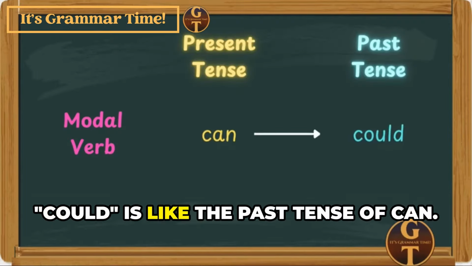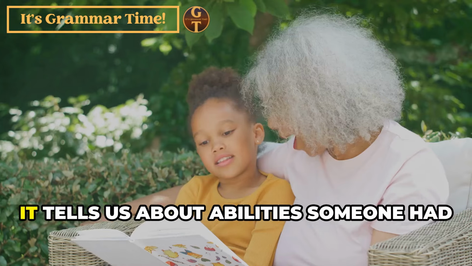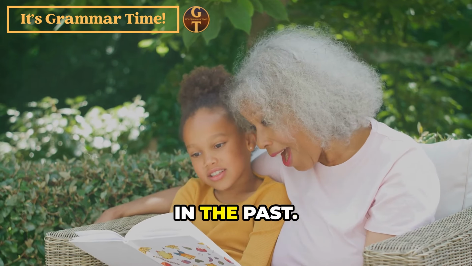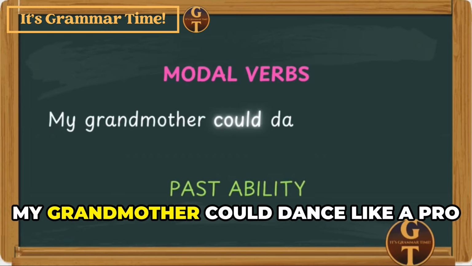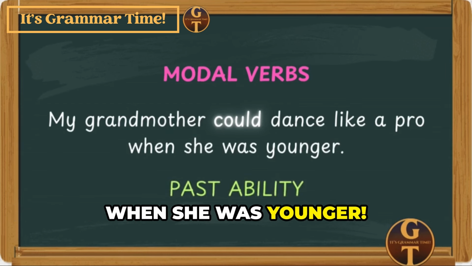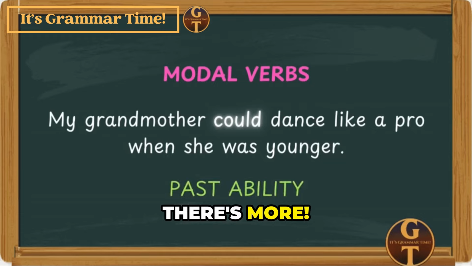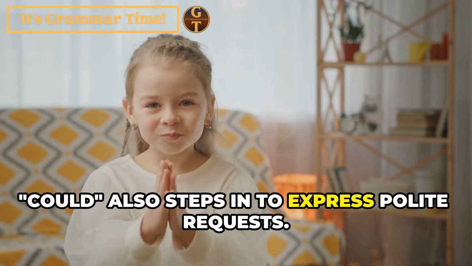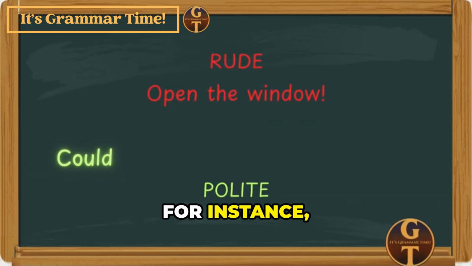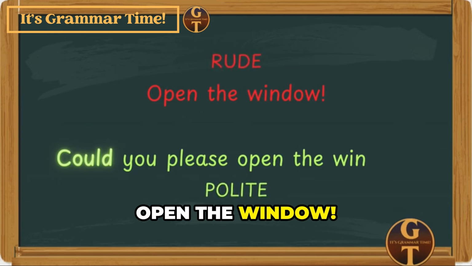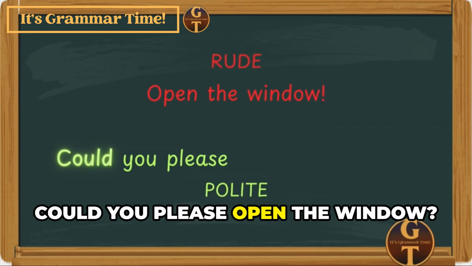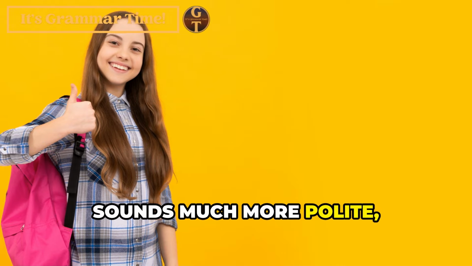Now, could is like the past tense of can. It tells us about abilities someone had in the past. Like, my grandmother could dance like a pro when she was younger. Isn't that cool? But wait, there's more. Could also steps in to express polite requests. For instance, instead of saying, open the window, you can say, could you please open the window? Sounds much more polite, right?